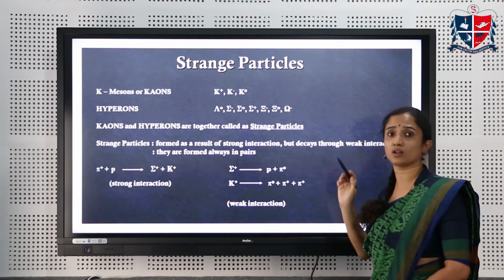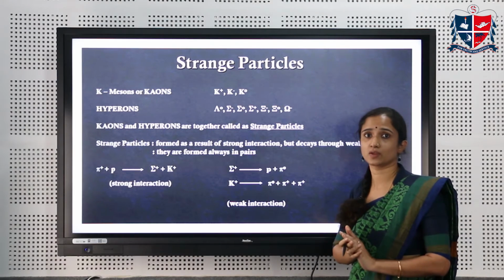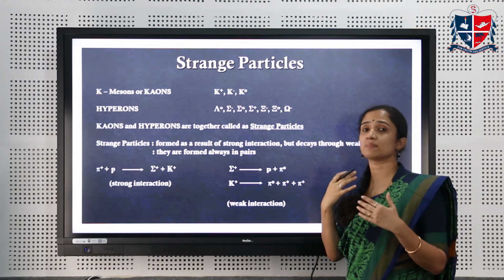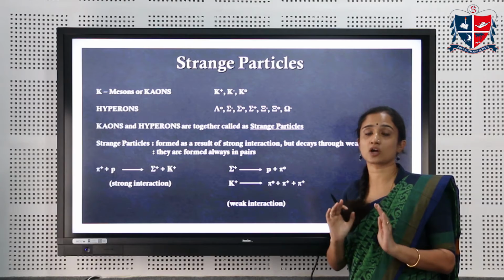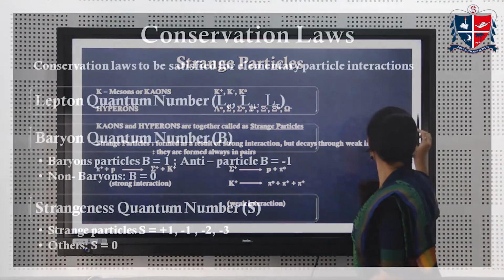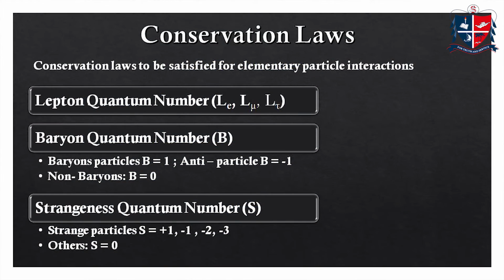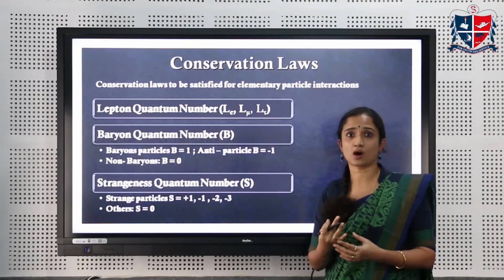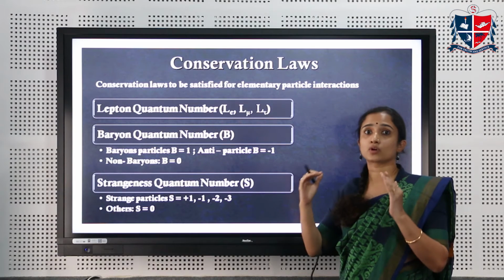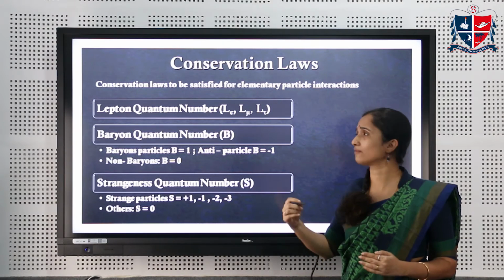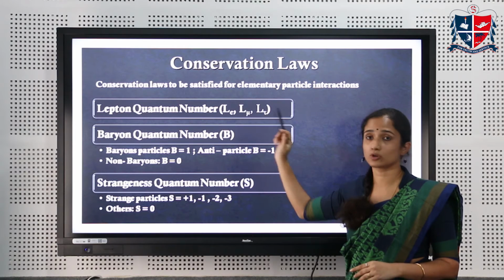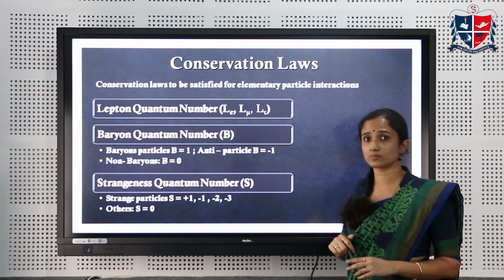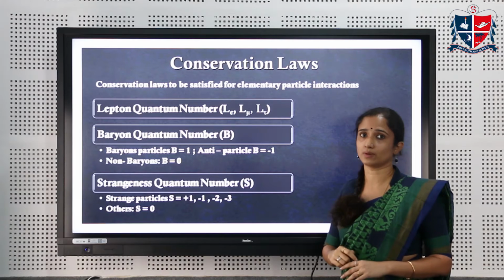So now we have seen a lot of subatomic particles. In order to have some interaction between subatomic particles, certain conservation laws have to be maintained. Now we are familiar with the basic conservation laws of energy, angular momentum, charge, etc. But when you come to the subatomic realm, we have some more conservation laws. They are the conservation of lepton quantum number, baryon quantum number and strangeness quantum number.